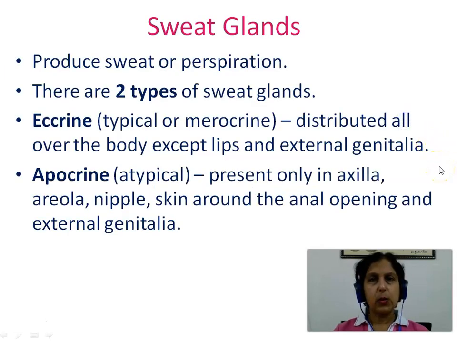Now we see the sweat glands. These produce sweat or perspiration. There are two types of sweat glands, eccrine and apocrine. Eccrine or typical or merocrine sweat glands are distributed all over the body except lips and external genitalia. Apocrine or atypical sweat glands are present only in the axilla, areola, nipple, skin around the anal opening, and external genitalia.